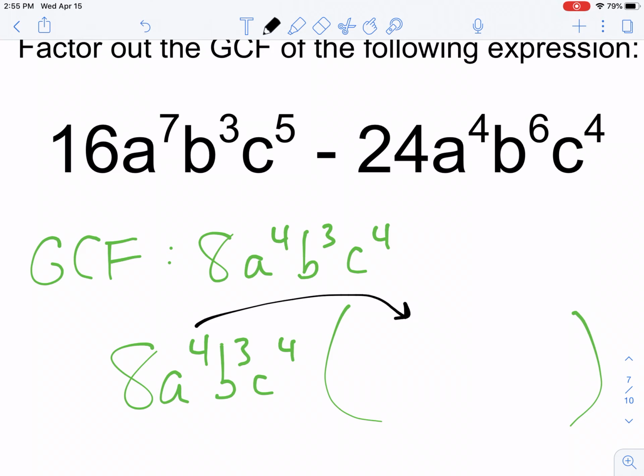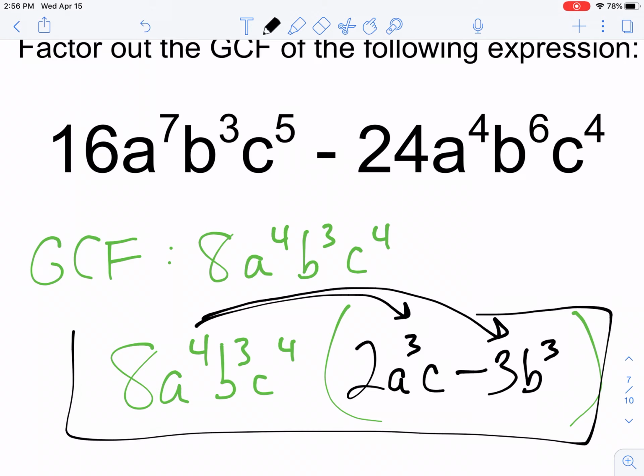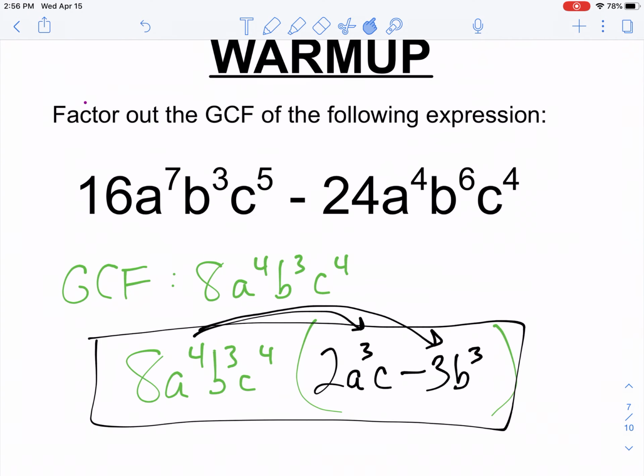So to go from 8 to 16, we need a 2. To go from A4 to A7, we need A3. To go from B3 to B3, we need nothing. To go from C4 to C5, we just need a C to the first power. Then we have a minus sign, and then we got to do it again for this 24 term. So to go from 8 to 24, we need a 3. To go from A4 to A4, we need nothing. To go from B3 to B6, we need B3. And to go from C4 to C4, we need nothing. No extra C's. So that's it. That is our factored GCF expression.